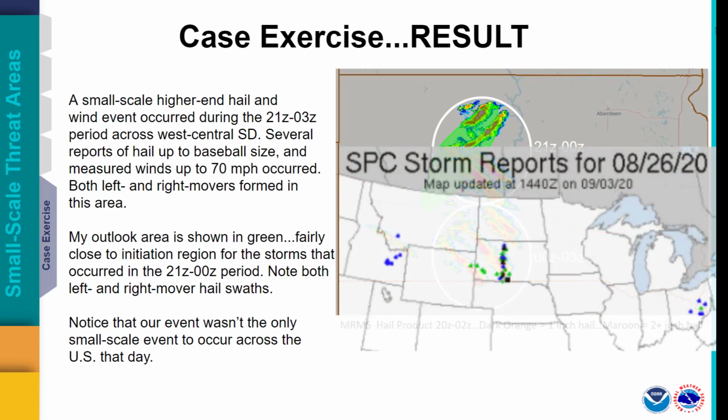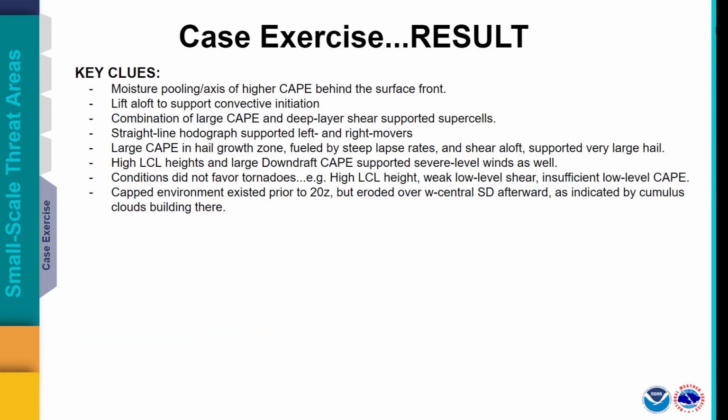Here is the SPC reports map showing our event in west central South Dakota, along with other small-scale events across the U.S. that the mesoanalyst could help target. Here's a review of key environmental clues to help target this event. There was moisture pooling, an axis of higher dew points leading to an axis of higher CAPE behind the surface front, rather than in the supposed warm sector. There was lift aloft, as well as weak moisture convergence to support convective initiation.